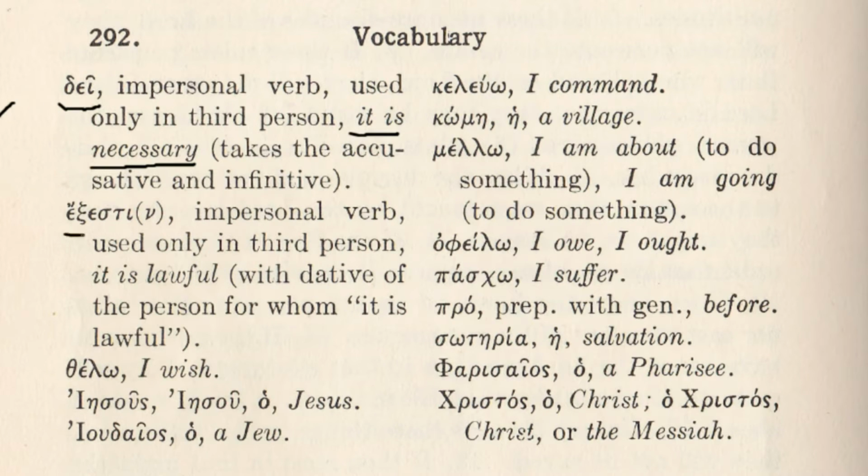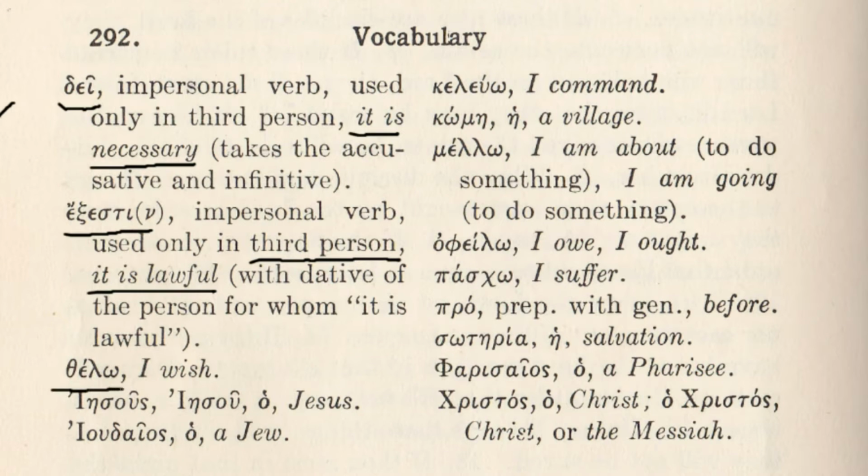Similarly, we could say of this word exesti that it's a third person singular. That's the only form in which we find it in the New Testament, and it means it is lawful. And once again, you'll notice this word expects the infinitive. It is lawful to go the speed limit. Well, to go is an infinitive, and it follows rather naturally from this statement, it is lawful. So these two are very common in the New Testament and used in connection with the infinitive, and so that's why Machen introduces them here.